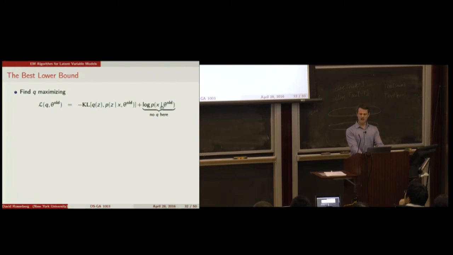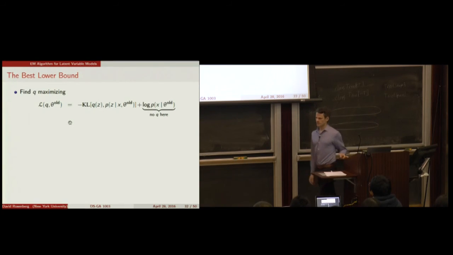The second expression has no Q in it. So to maximize, we can ignore this. So now we're just maximizing this negative KL divergence over all possible distributions Q. Okay. So what's the answer to this maximization problem then?